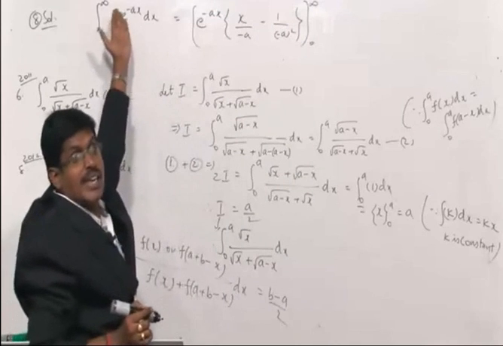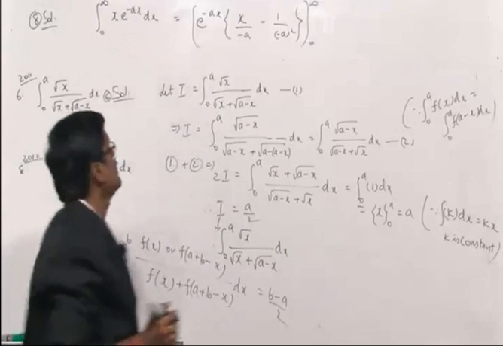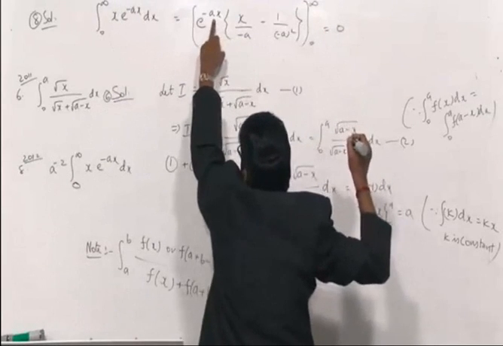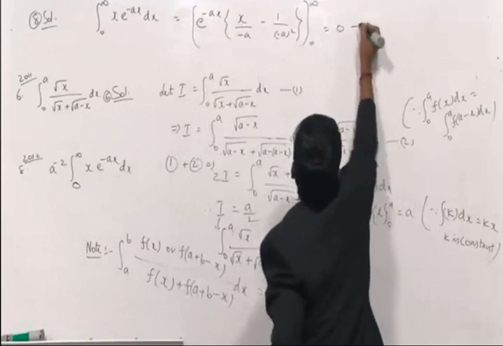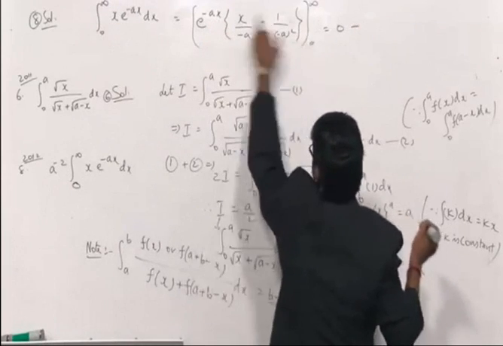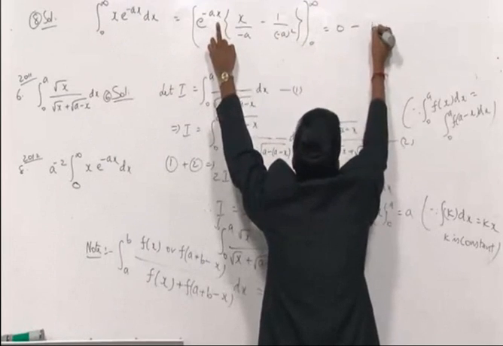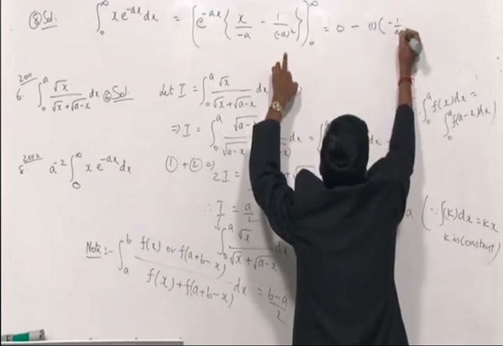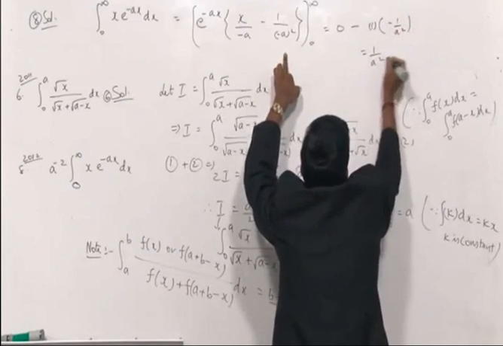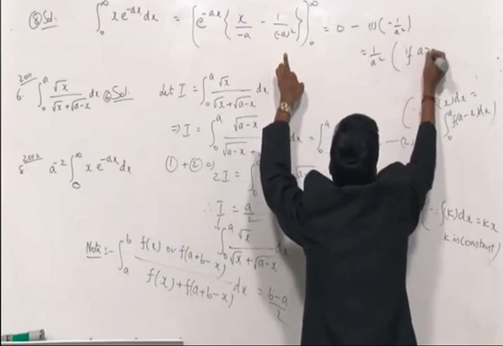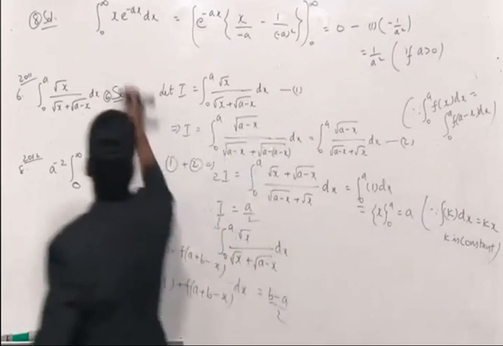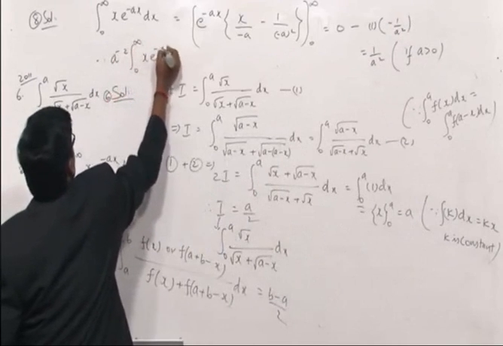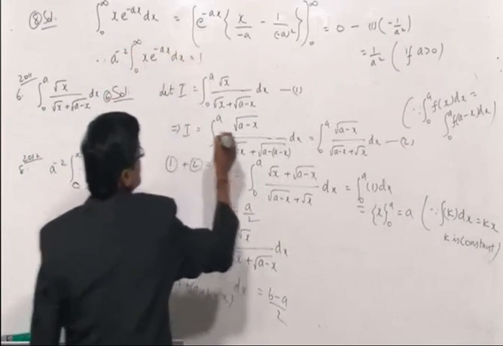E power ax into x square, a is nothing but minus a here. Now substituting: e power minus infinity is 0 if you take a greater than 0. For the lower limit, put a minus and then substitute 0. E power 0 means 1, into this, 0 minus 1 by a square. So finally it is 1 by a square if a is greater than 0. Therefore a power minus 2, the integral from 0 to infinity of x e power minus ax dx, is equal to 1.